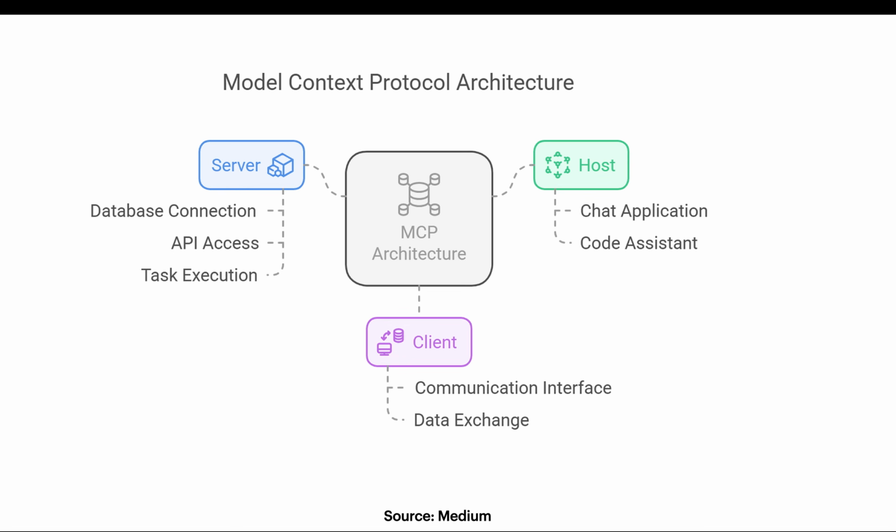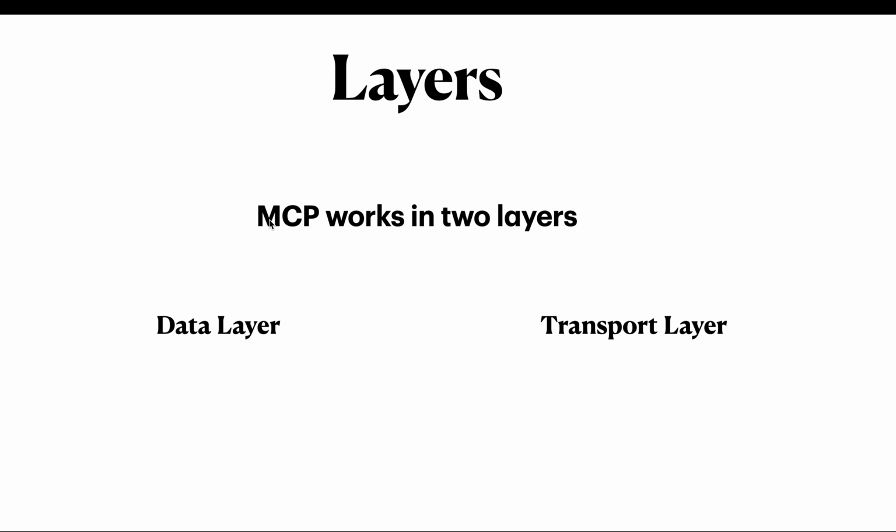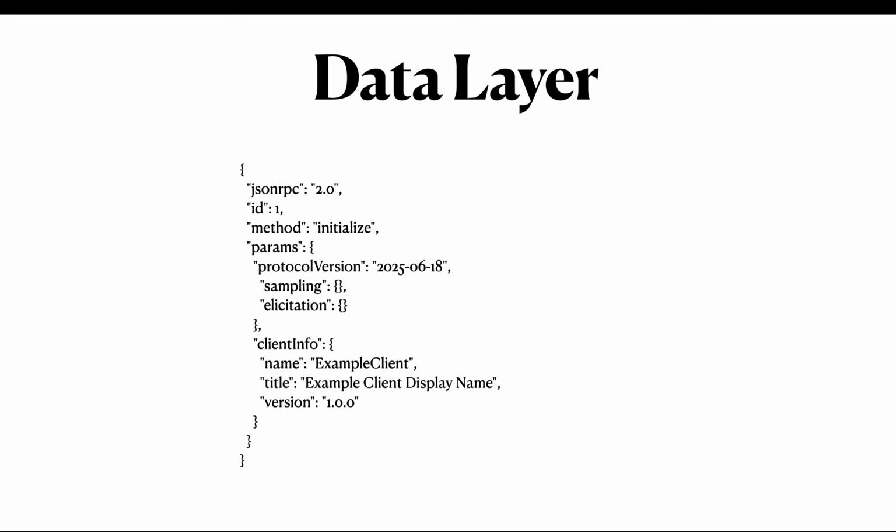Now that we are done with the architecture, let's go a bit down and get into layers. So MCP has two layers, the first is the data layer and the second is the transport layer. The data layer defines how messages look. So an MCP server would need to communicate with the client, right? This is where the data layer comes in. It uses something called JSON-RPC, which is a structured JSON format for sending requests and getting responses.